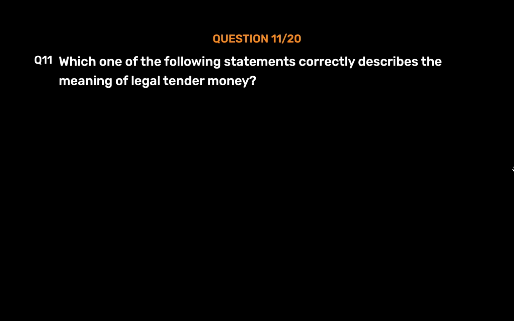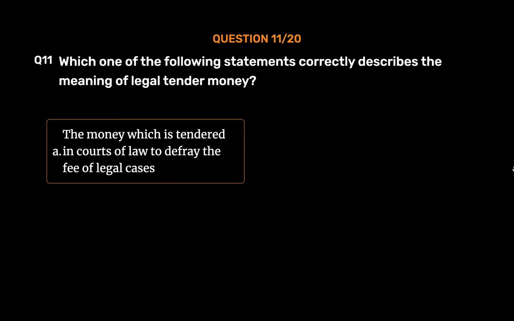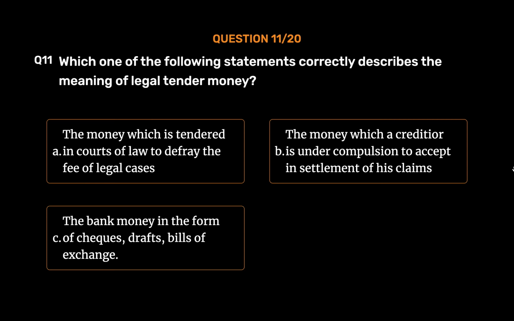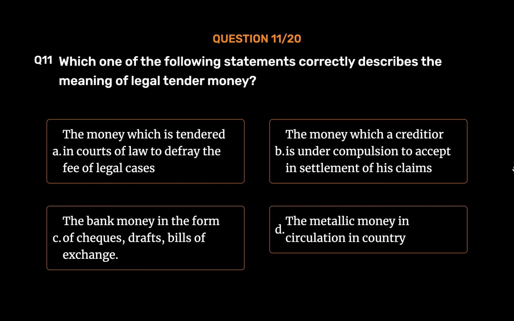Question number 11. Which one of the following statements correctly describes the meaning of legal tender money? Option A: the money which is tendered in courts of law to defray the fee of legal cases. Option B: the money which a creditor is under compulsion to accept in settlement of his claims. Option C: the bank money in the form of checks, drafts, bills of exchange. Option D: the metallic money in circulation in a country.